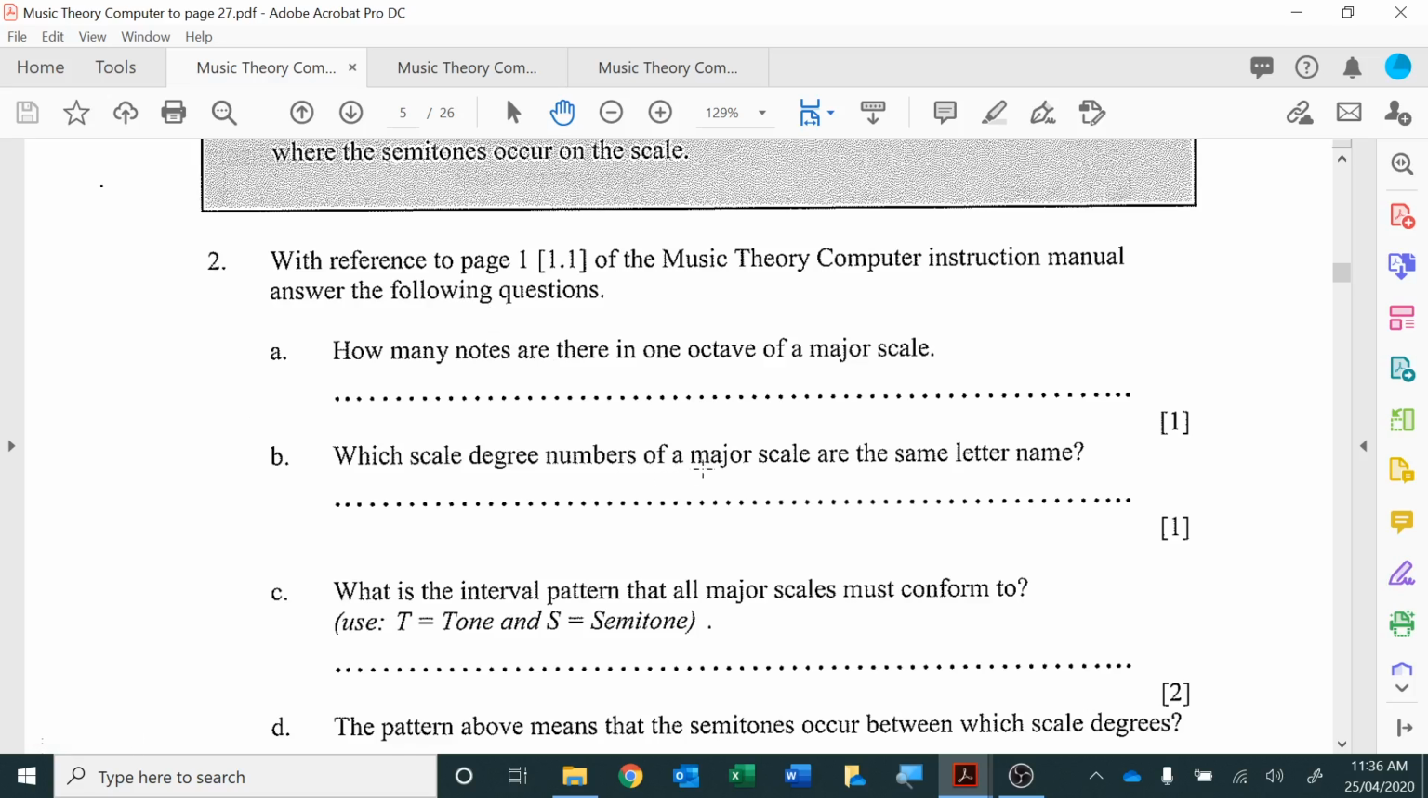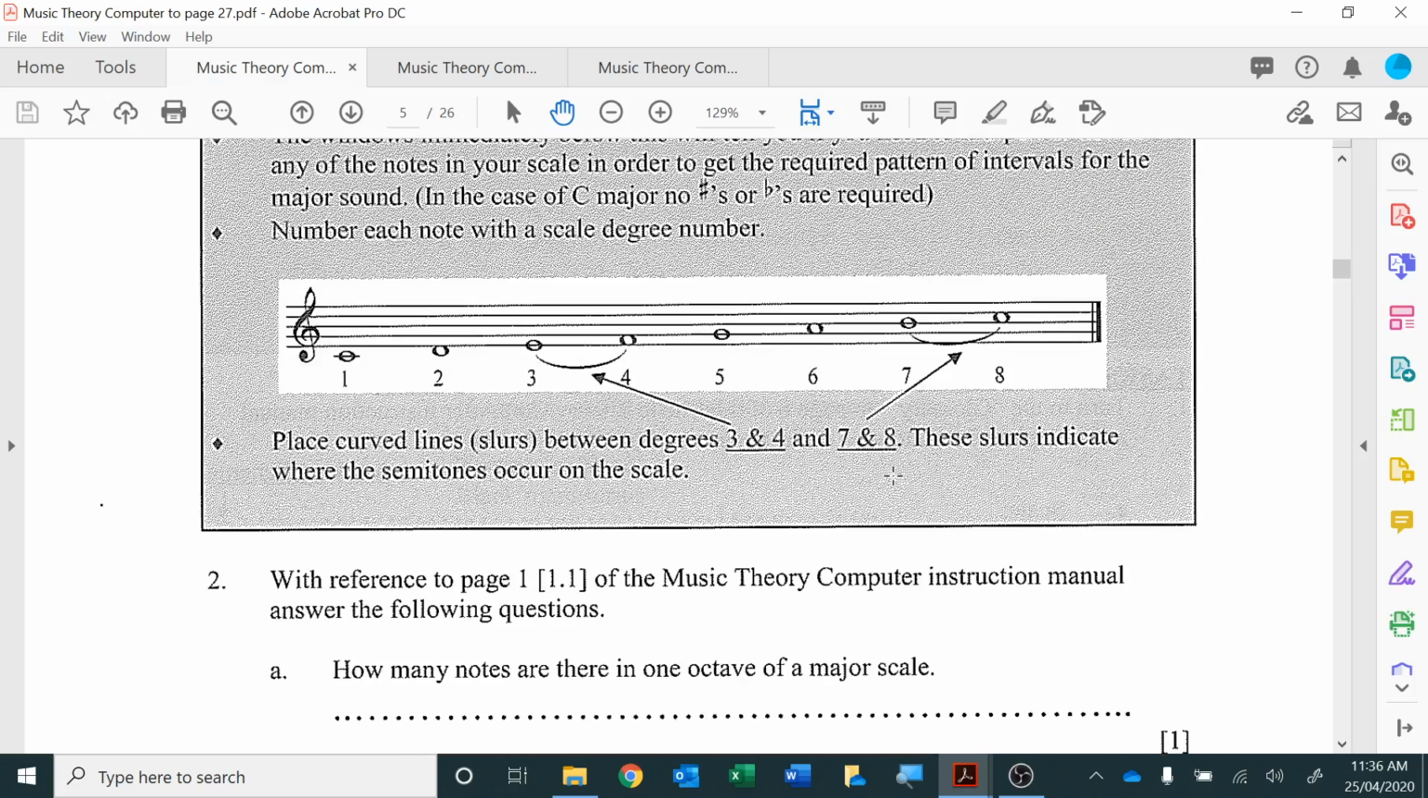Which scale degree numbers of a major scale are the same letter? Well, let's have a look. C, D, E, F, G, A, B, C. Well, C has 2, 1 at the start and 1 at the end.